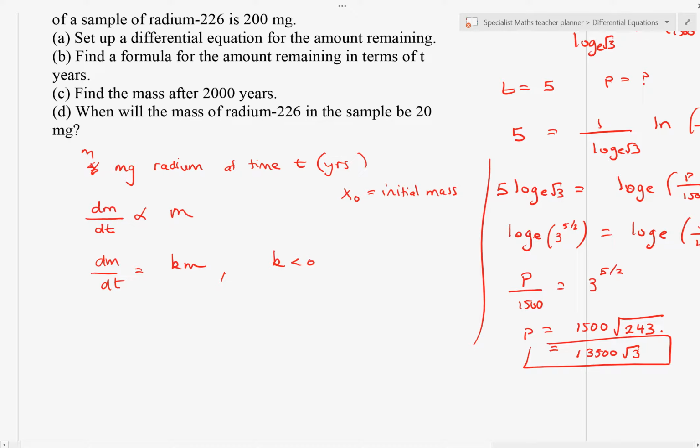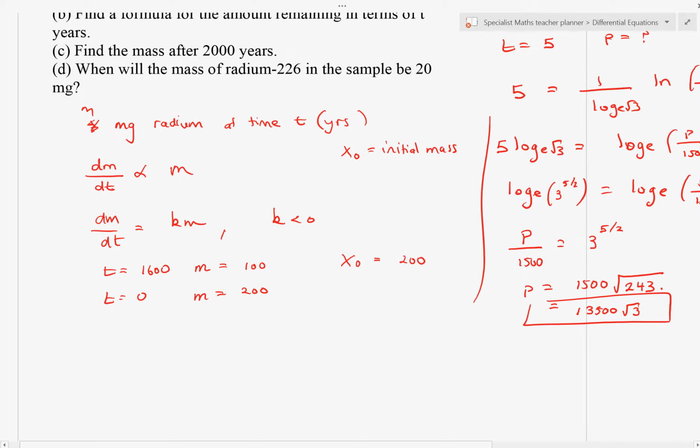Now, at t equals 1600, what is our value for m? 100. And at t equals 0, m is equal to 200. In other words, x0, if you like, is 200, or what we started with, or m0.